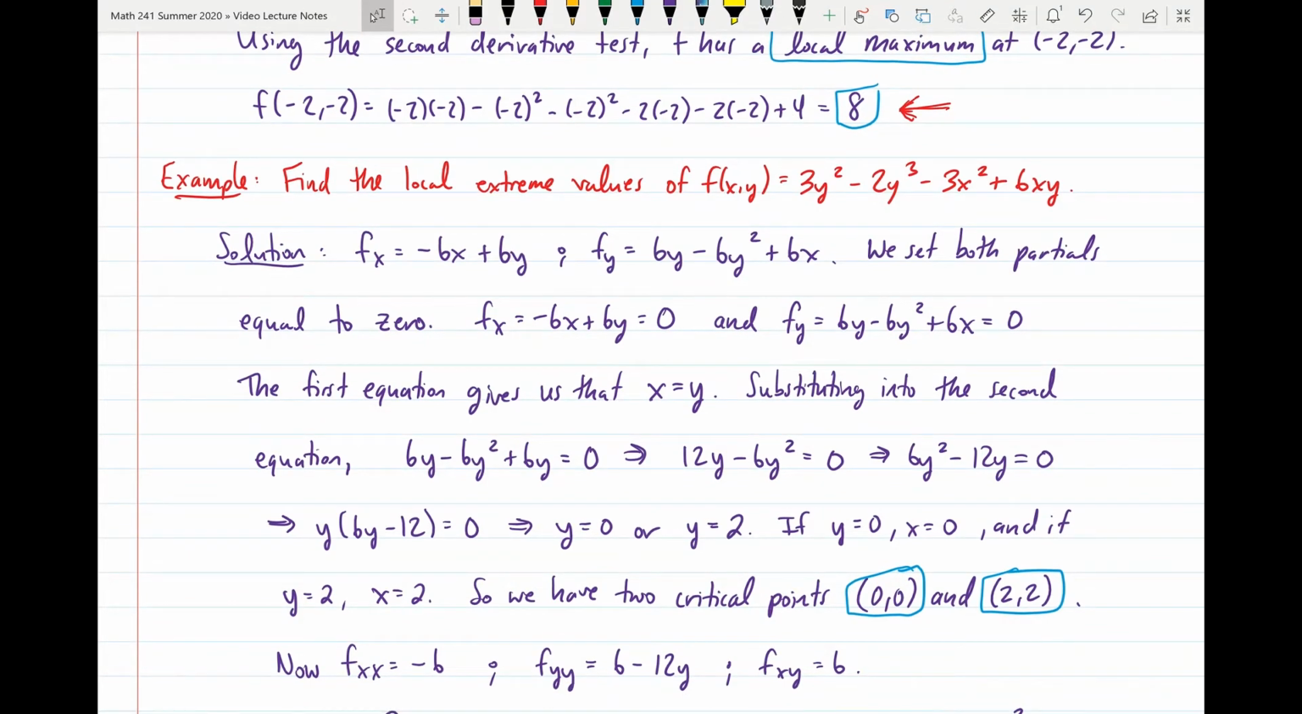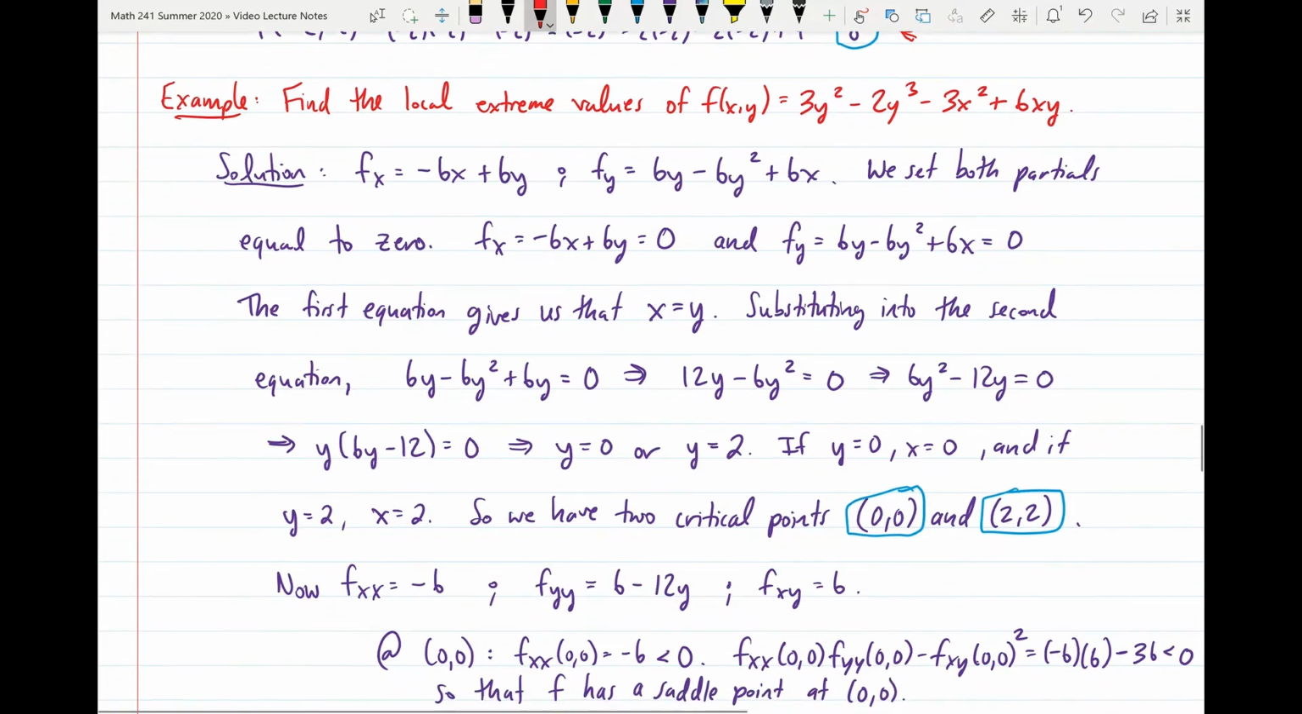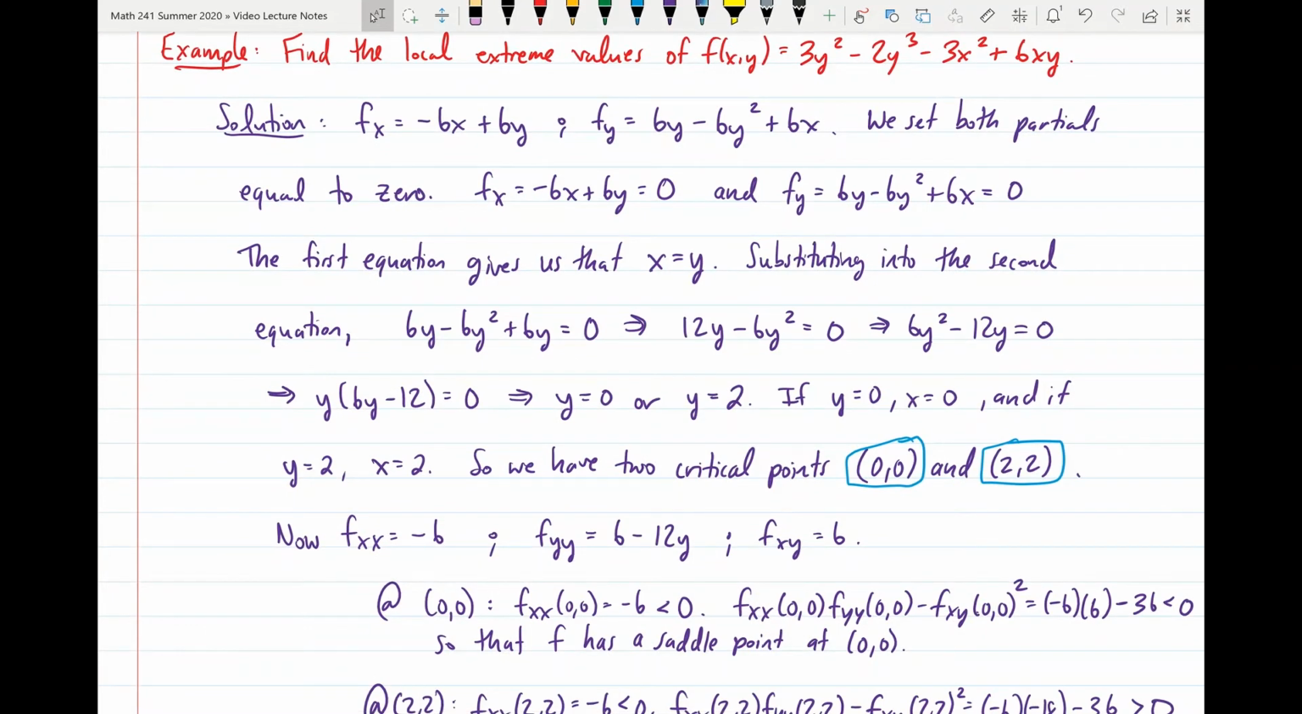The partial derivative with respect to x will be equal to minus 6x plus 6y. The partial derivative with respect to y is equal to 6y minus 6y squared plus 6x. And we're going to set both of the partial derivatives equal to 0 to look for critical points. So we have minus 6x plus 6y is equal to 0, and we have 6y minus 6y squared plus 6x is equal to 0. Well, the first equation tells us that x has to equal y at any critical points. And we can substitute y for x into the second equation and get the equation 6y minus 6y squared plus 6y is equal to 0.